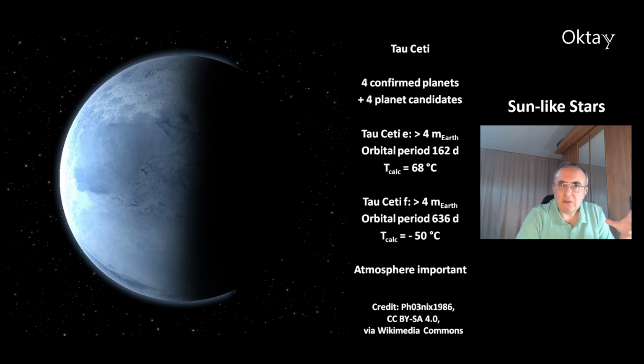Tau Ceti is known to have 4 confirmed planets, and there could be 4 more candidates that could also be planets. These are 2 examples: Tau Ceti e with more than 4 Earth masses, orbital period 162 days, calculated temperature 68 degrees Celsius, and Tau Ceti f, another super-Earth with a minimum mass of 4 Earth masses, orbital period 636 days, calculated temperature minus 50 degrees Celsius.